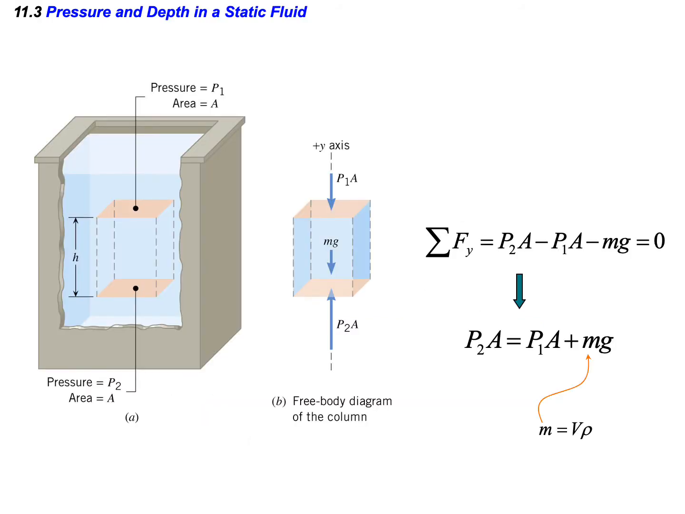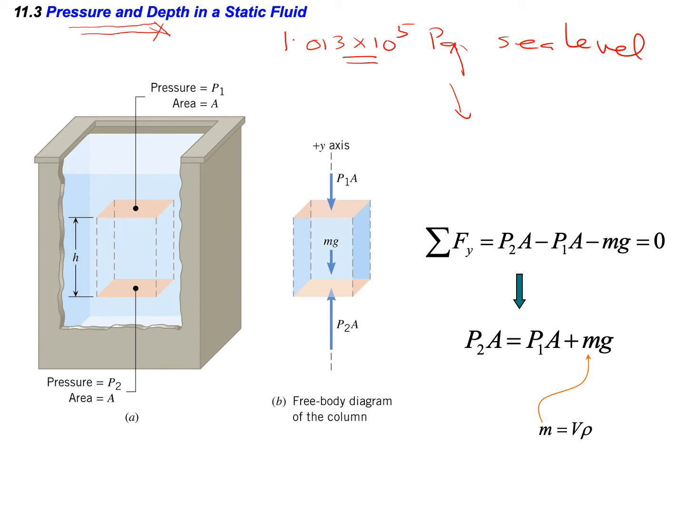We know atmospheric pressure at sea level is 1.013 times 10 to the 5 Pascal. So this is sea level. What will happen to the pressure if you go deep or if you go up? We're going to derive a relationship between pressure and depth.